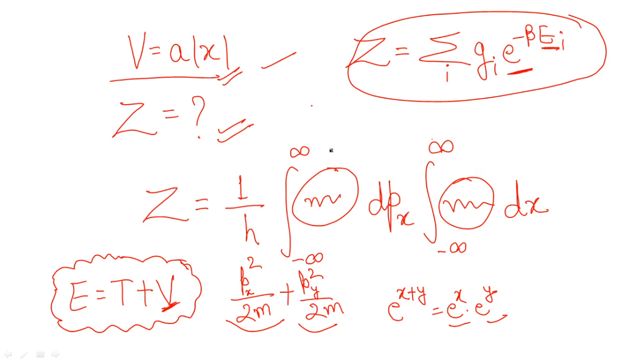So 1 upon h e to the power basically minus beta e, but e here will be t plus v. And if this power you are considering will have the momentum term in it, the momentum coordinate in it, so you will write it at this place, and you can even separate out the position coordinate terms like x and y terms, or just x term, whatever is present, you will write it here. And just after solving this integration, you will easily be able to get the answer.